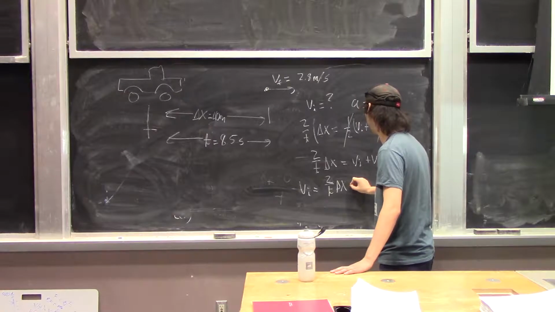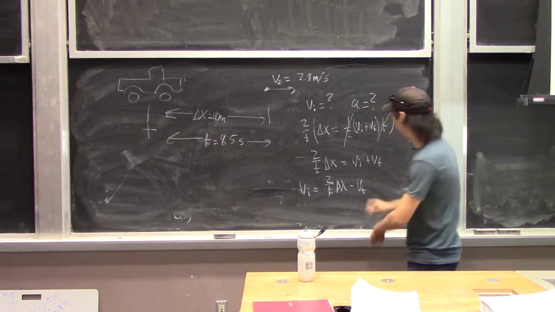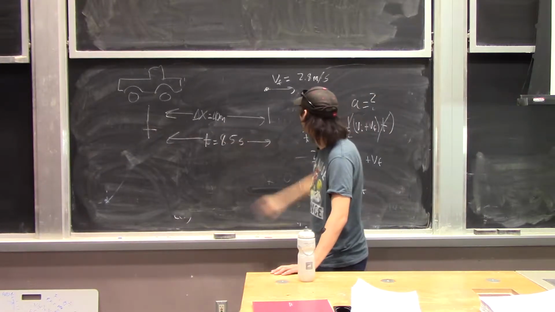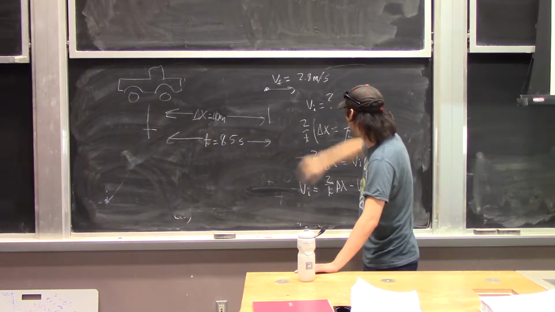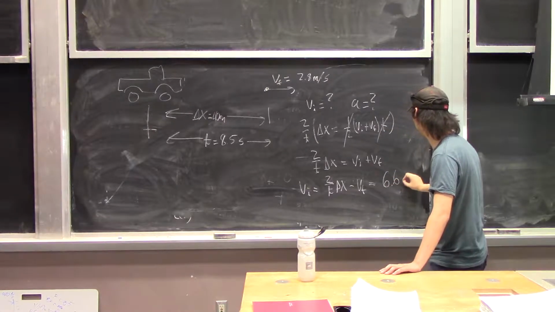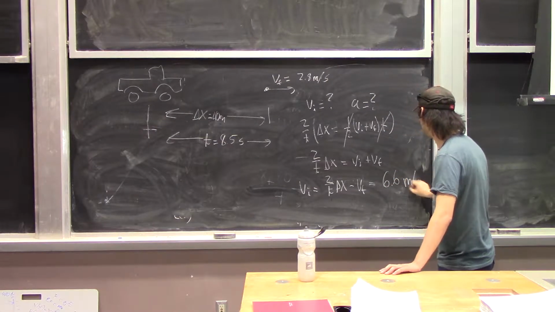And then when I plug the numbers in for these, I have the time here, I have the distance that this covers, I have the final velocity. When I plug the numbers in, I'm going to end up finding that this is 6.6 meters per second.